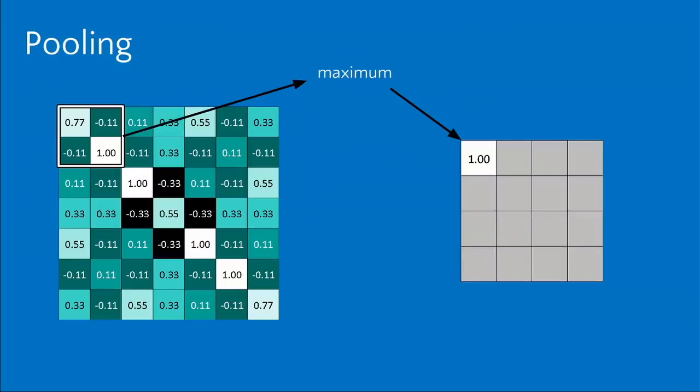So to see how this works, we start with one of our filtered images. We have our window, which is 2 pixels by 2 pixels.